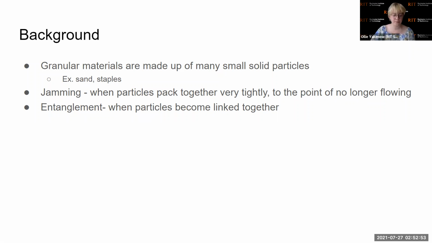agricultural industries. Common problems in those industries include jamming, which is when particles come too tightly together and stop flowing, and entanglement, which is when particles become linked together. By studying these materials, we can learn what causes jamming and entanglement and learn how to prevent both from happening.